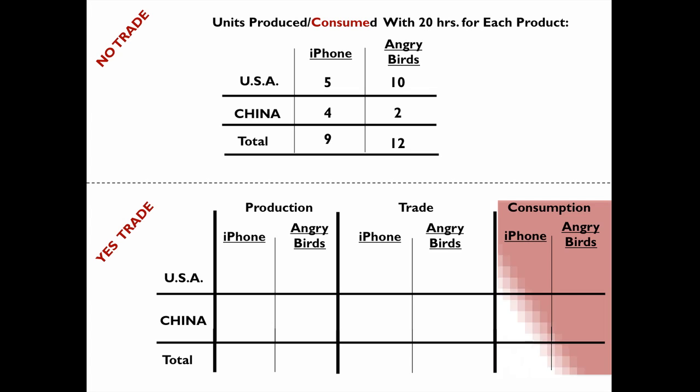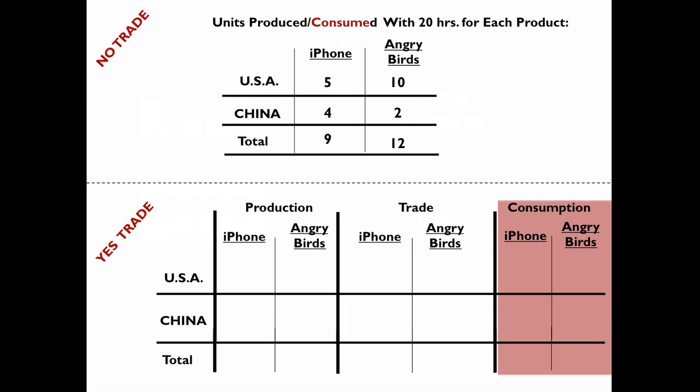So what you should do at this point is try to see, one more time on your own, if you can come up with a trading scheme that will allow each country to consume more of each good. So at the end, in this table right here, you want to have the US consuming more than 5 iPhones and more than 10 Angry Birds, and China consuming more than 4 iPhones and more than 2 Angry Birds. So when you sum up the totals down here, this total should be larger than 9, and this total should be larger than 12.